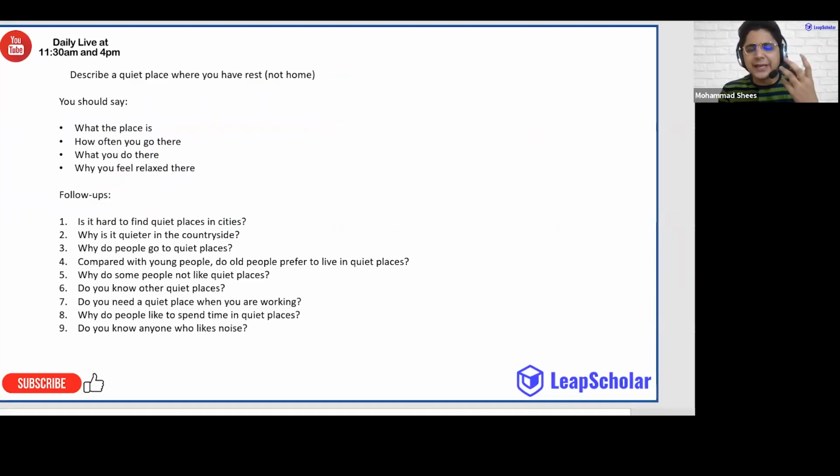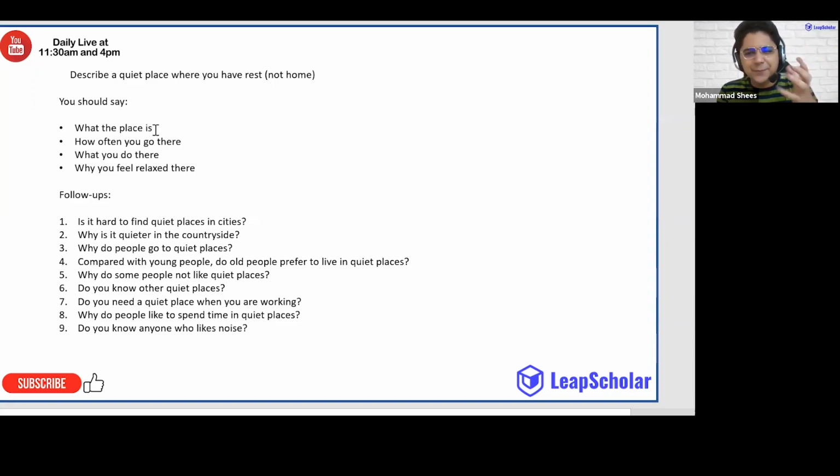Describe a quiet place where you rest, not home. For example, you can talk about a hill station you go to once in a while, where you find solace, tranquility, and peace. You can talk about it. Or maybe your friend's home, where you go and just be yourself, watch a movie. So, what the place is, your friend's home.